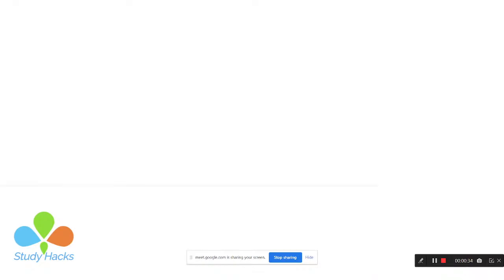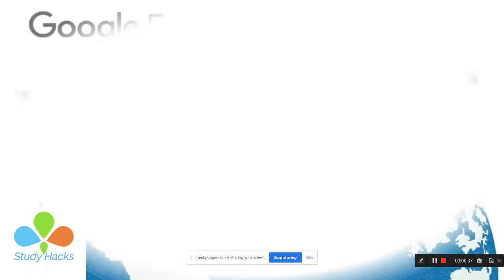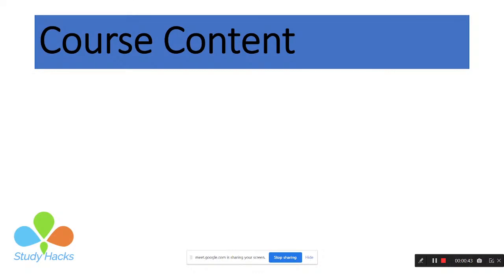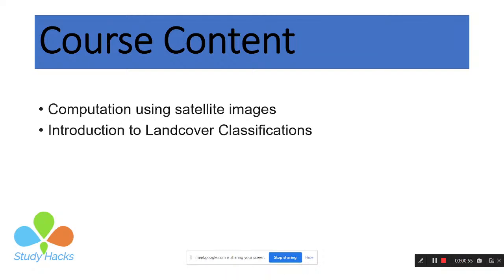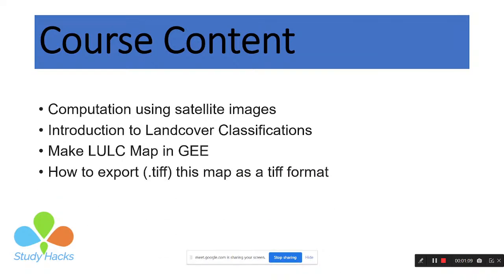Hi and welcome everyone to the third day of the 3-day online training program for Google Earth Engine for remote sensing analysis. I am the course coordinator. Today, on the third day, I will first discuss how we can easily compute indices using satellite images, and we will also complete this part from the previous day. Then we will discuss the introduction to land cover classification maps: how we can easily make a land use and land cover classification map using the Google Earth Engine platform, make a LULC map, and then export the map as a TIFF file.